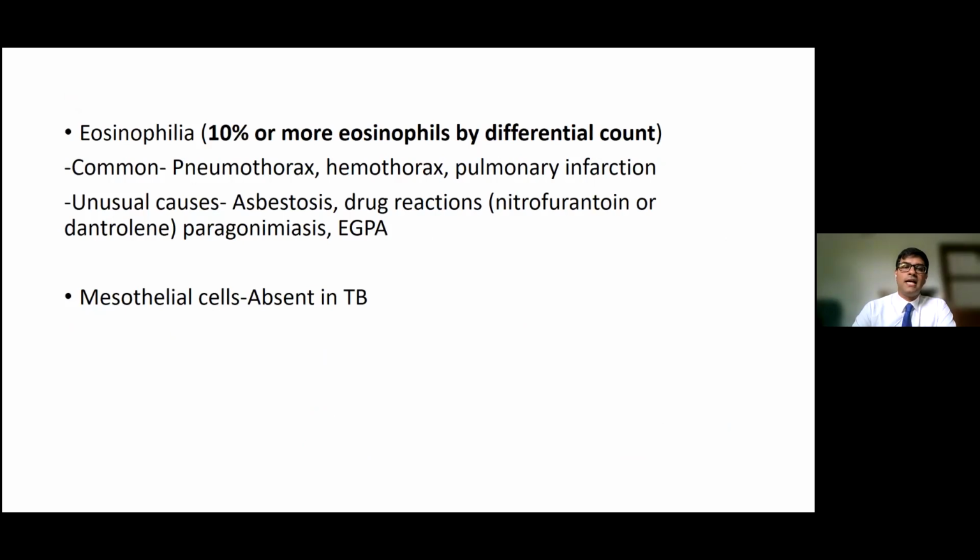Pleural fluid eosinophilia is defined by eosinophilia of more than 10% by differential count, and common causes are pneumothorax and hemothorax. However, unusual causes should be sorted, such as asbestosis, drug reactions, or paragonimiasis. Mesothelial cells are a usual constituent of pleural fluid. However, it is absent in tuberculosis.